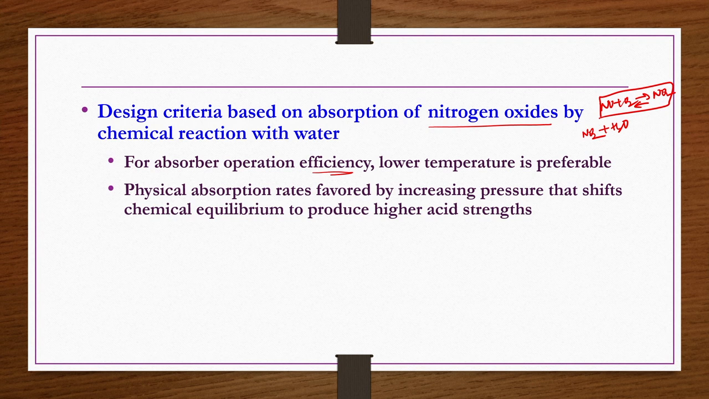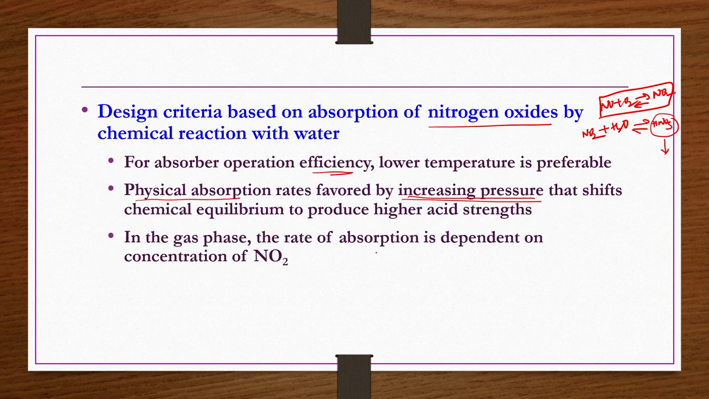Physical absorption rates are favored by increasing pressure, which shifts the chemical equilibrium to produce higher acid strength. So whatever reaction is there forming HNO3, if you are doing physical absorption, in order to accelerate the absorption process, if you increase the pressure, it is good. When you increase the pressure, more HNO3 is forming, and as you keep on moving it, the equilibrium shifts to produce higher acid strength. If you keep on forming HNO3 and recovering from the bottom, its acid strength may be increasing. That is possible by physical absorption, and physical absorption rates may be increased by increasing the pressure.